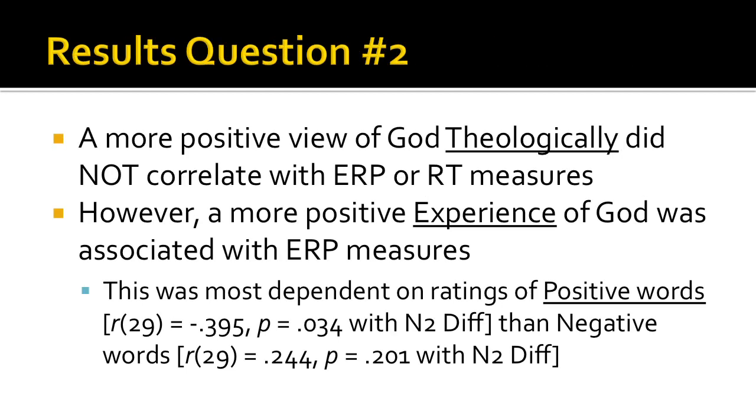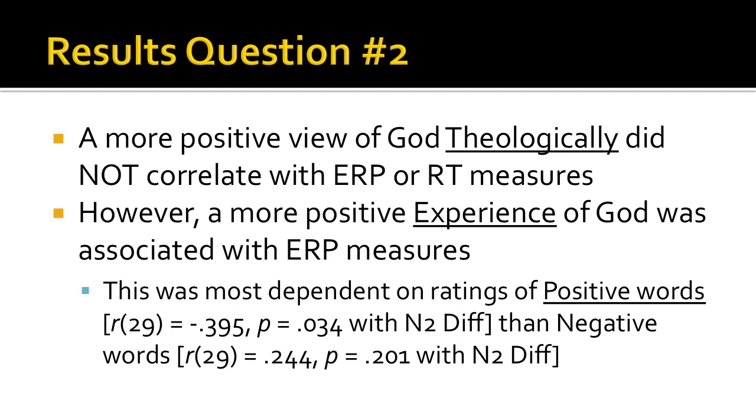The next question, oh boy, it's going to be hard to get through all this. Here are some of the correlations between the God Adjective Checklist and then the ERP data, and most notably the response conflict. First of all, a more positive view of God theologically did not correlate with any of the ERP or reaction time measures. So there weren't any real strong correlations there.